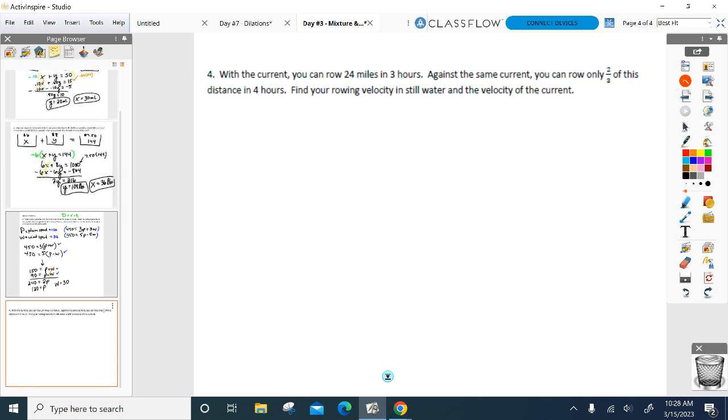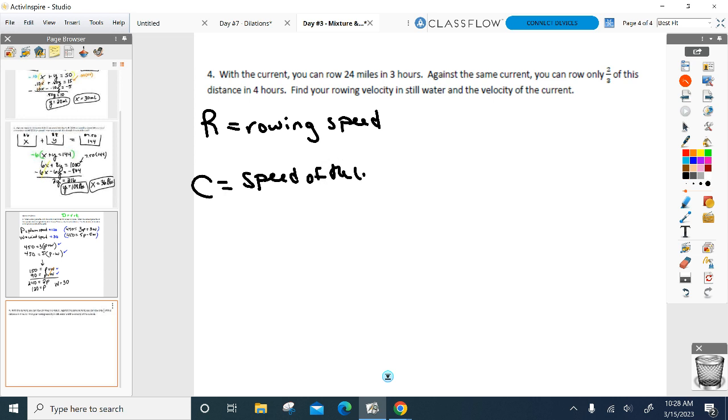Rowing here. All right, what's my rowing speed and what's the speed of the current? You set up your variables however you want. We've got rowing speed, I'm going to do R. And I'll put C for the speed of the current. I'm not going to write current speed because that sounds a little bit different than what we're actually finding. If I write current speed, that kind of sounds like how fast we're going.